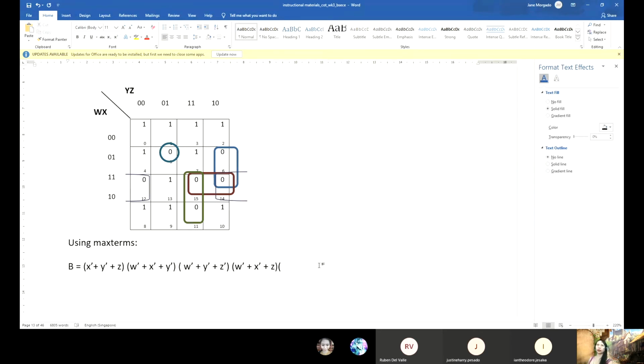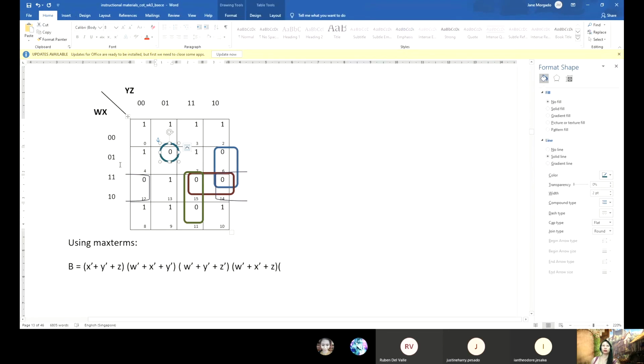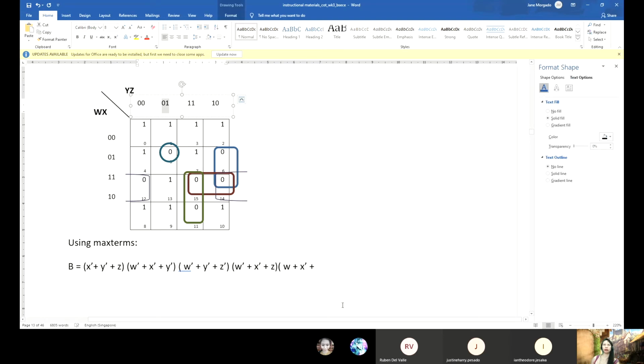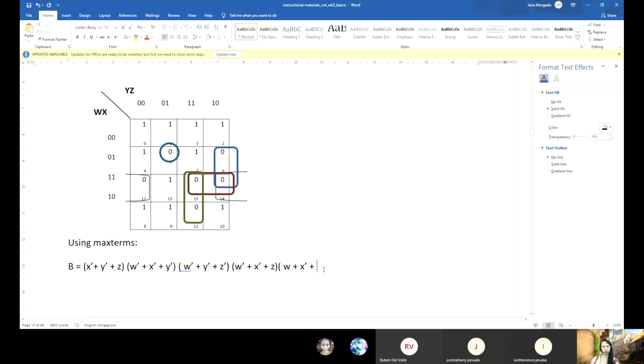Okay, for this one, we only have one value for the wx plane, w is 0. So w is 0, x is 1, so w plus x prime, plus for the yz plane, we have y is 0, z is 1, so plus y plus z prime. Okay, so we have these values. We have 5 terms.